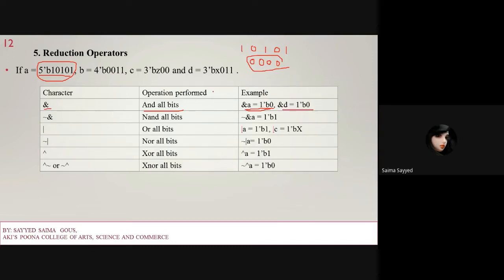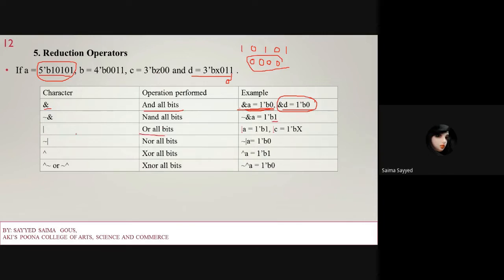Next D, ANDing D. We have to AND this D. So X, that is unknown. Anything multiplied by 0 will give you 0. Then 0 multiplied by 1 will give you again 0, and 0 multiplied by 1 will give you 0. So it will become 0. Next, NAND all bits. Now just NAND all bits. NAND means inverting of AND. So we have ANDing of A given by 0. So the NAND operator will become 1.